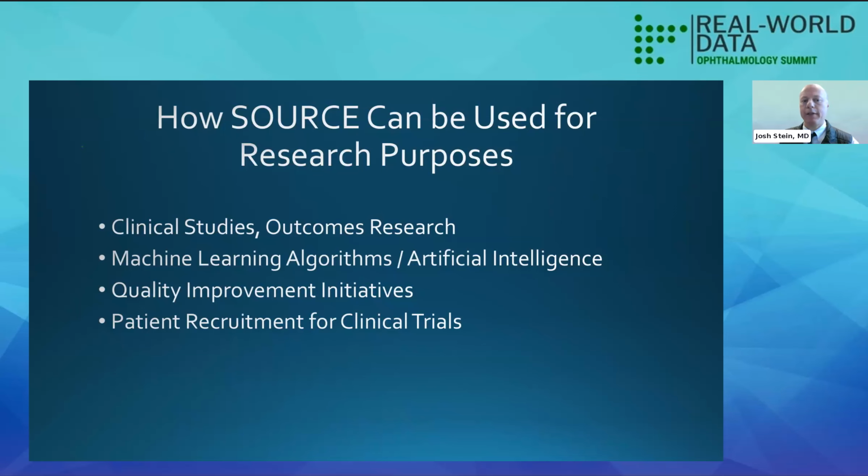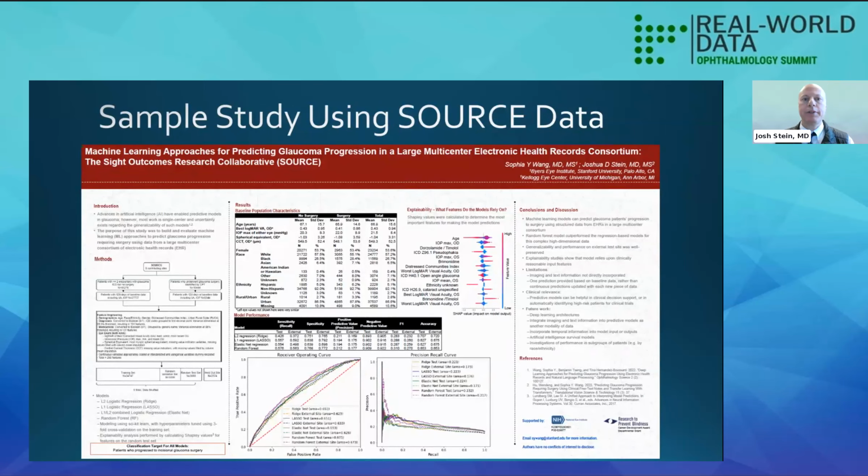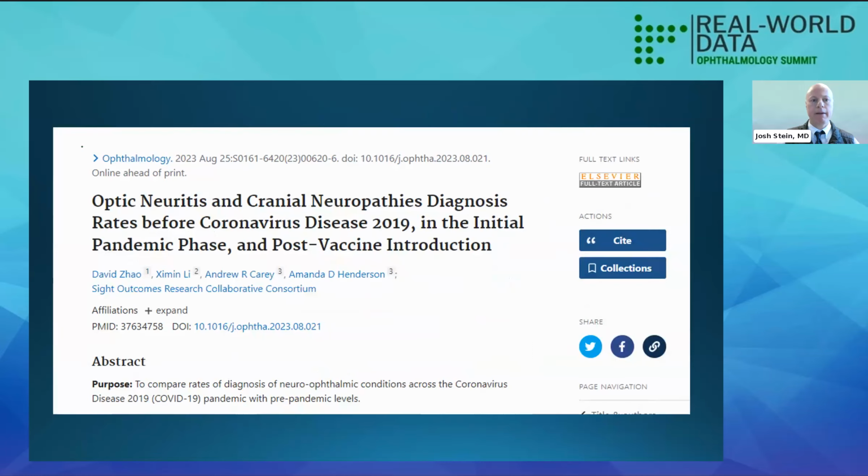In terms of use cases, researchers are using it for clinical studies, outcomes research, machine learning and AI, algorithms, quality improvement initiatives, and potential patient recruitment for clinical trials. Here's an example of a study using source data to predict glaucoma progression using machine learning. And this is a recent publication on optic neuritis.